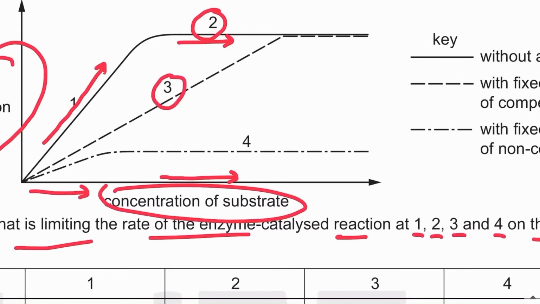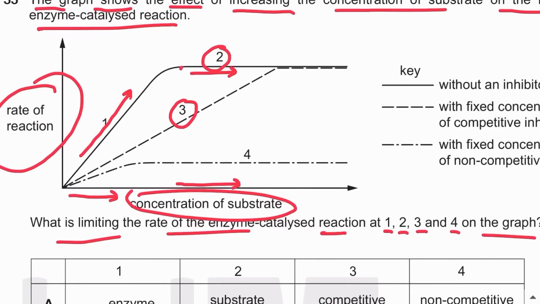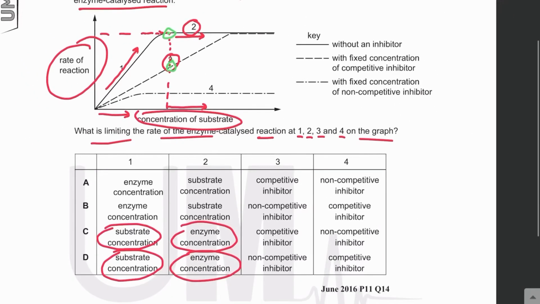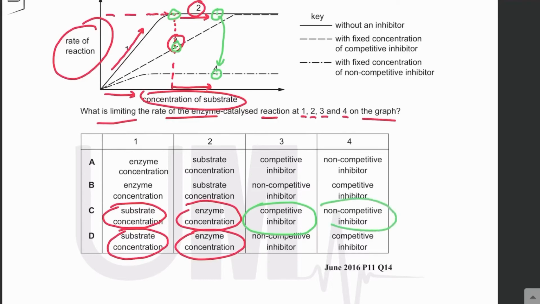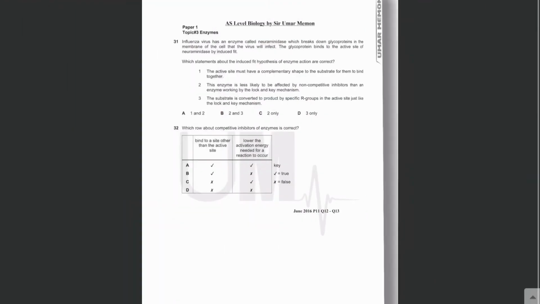At point 3, the rate of reaction is low as compared to the original graph. So at 3, for example, the rate of reaction should be at this point, but it is lower, and that is because of the competitive inhibitor, because at 3 the competitive inhibitor is added. And at 4, the rate should be over here, but the rate is lower, that is because of the non-competitive inhibitor. So at 4, non-competitive inhibitor is limiting the rate, at 3 competitive inhibitor is limiting the rate, and at 1 substrate concentration is limiting the rate, and at 2 enzyme concentration is limiting the rate. So answer is C. Let's move on to MCQ number 32.